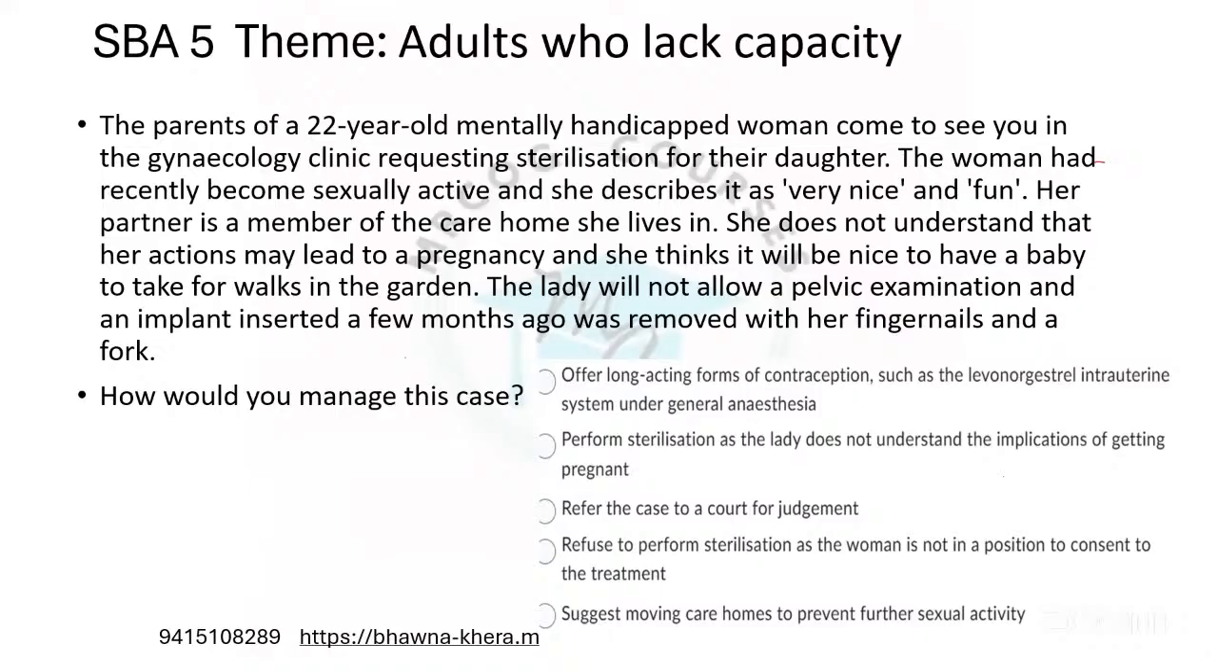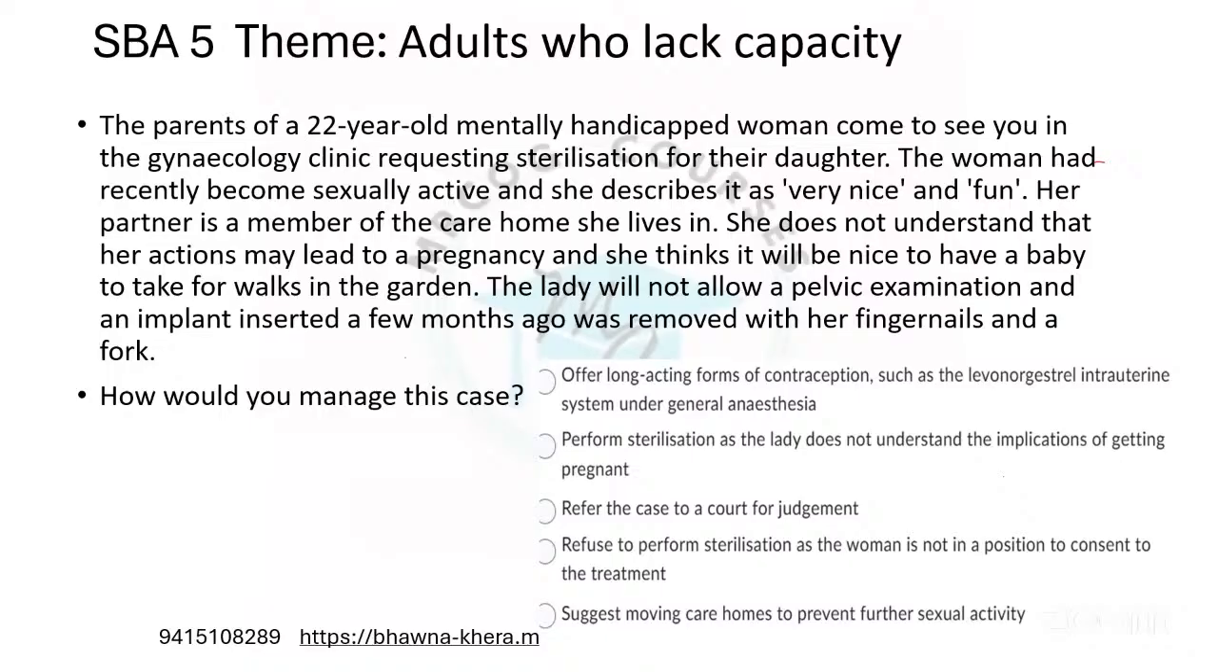Can you show the question again? I'll go back, right? But right now, let's finish this question. So, how would you manage this case? Okay. So here, a 22-year-old mentally handicapped girl is sexually active with someone who is a member of the care home, and she does not understand what pregnancy is. She's not allowing the pelvic examination, and the implant which was put in, she got it removed.